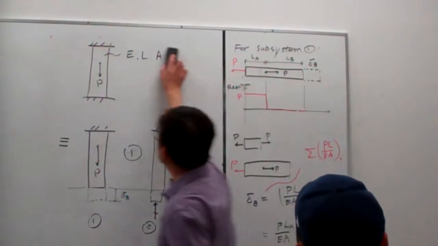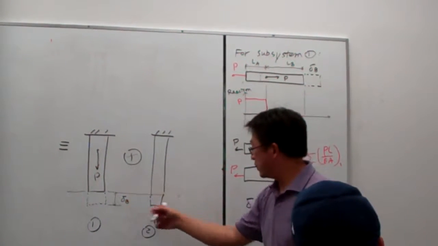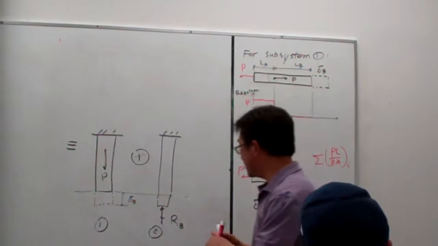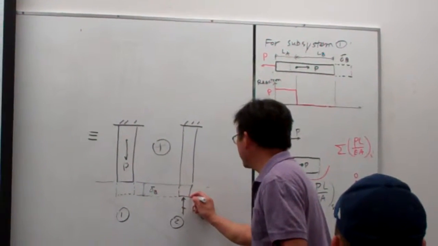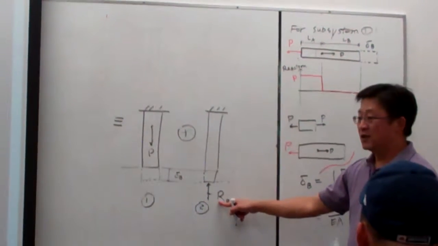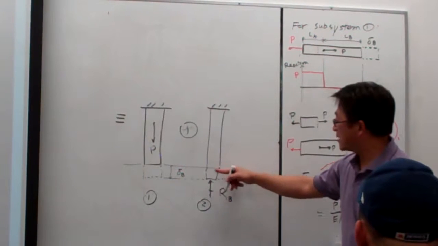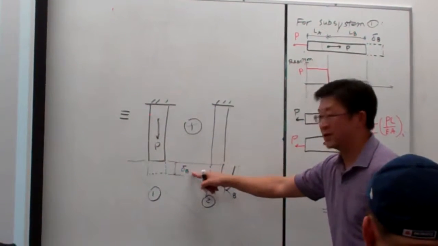Let me erase this one. So now we have solved for B, and here you can see from our beginning analysis, for the second subsystem, the reaction force is to push back the virtual displacement by the same amount, delta B.